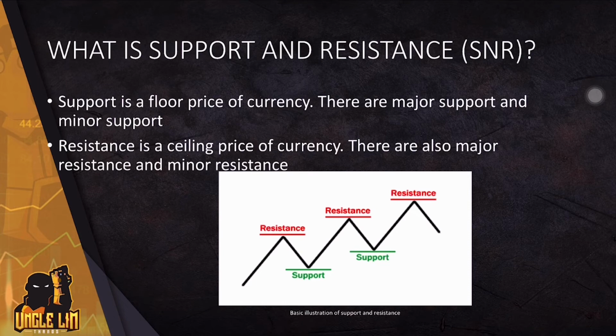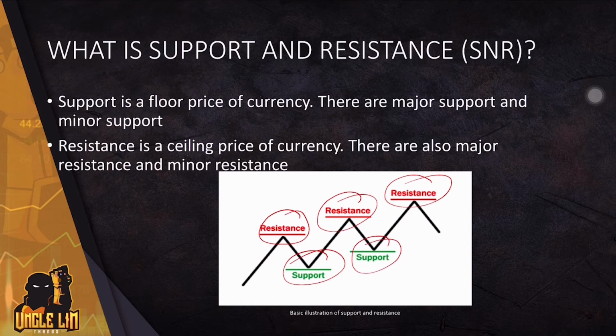Support is a floor price of a currency. There are two types of support. There is major support and also minor support. And also resistance is a ceiling price of a currency. There are also two types of resistance. There is major resistance and also minor resistance. So as you guys can see in the diagram that Uncle already shows, this is a basic theory diagram for support and resistance. So, on the top, there is the ceiling price, which is resistance. At the bottom, there is support, which is the floor of the price.